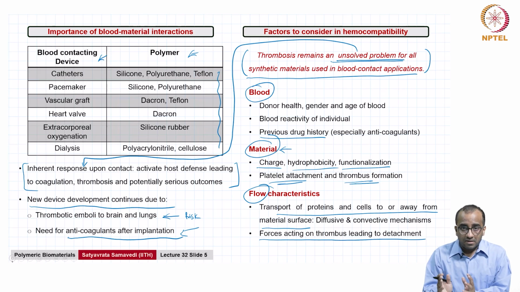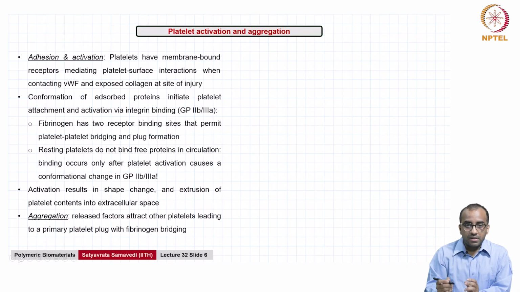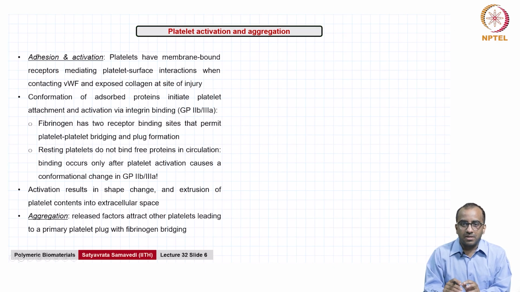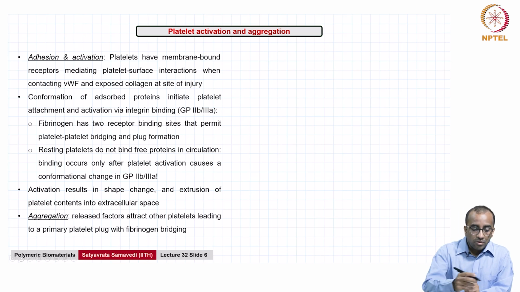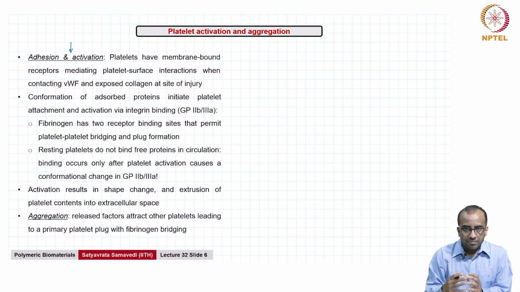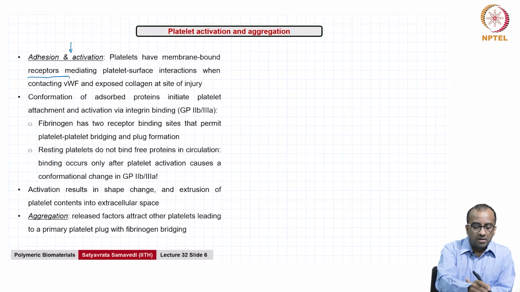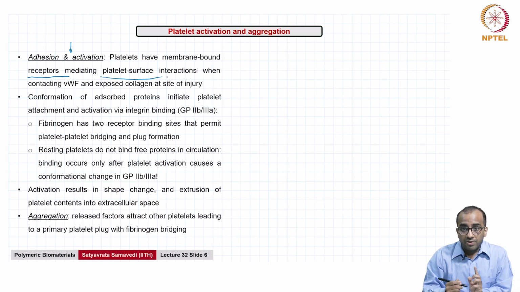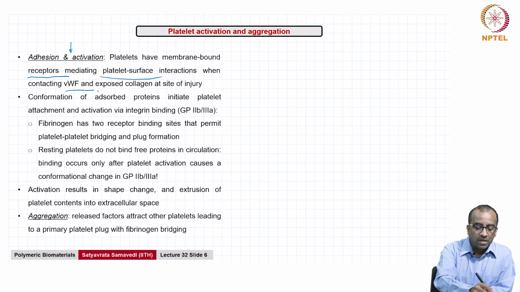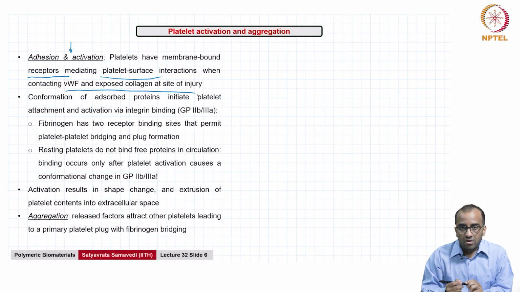Now that we have looked at factors affecting hemocompatibility, let's dig a little bit deeper into the mechanisms of platelet adhesion, activation and aggregation, all of which are very critical in mediating the initial responses to biomaterial implantation. So the first set of steps involves adhesion and activation. So these platelets have membrane bound receptors on the surface that can mediate platelet surface interactions when they come in contact with specific factors such as the von Willebrand factor or collagen at the site of injury.